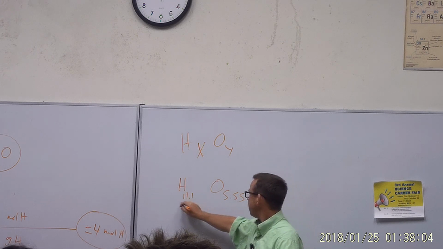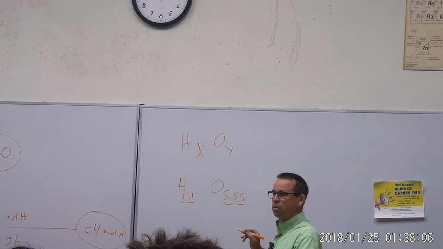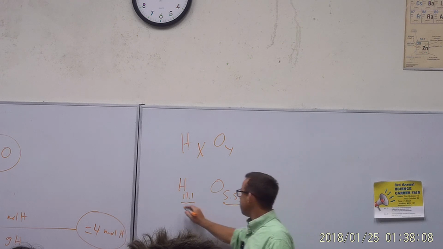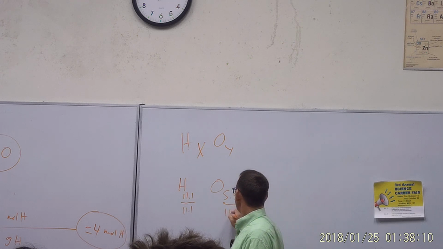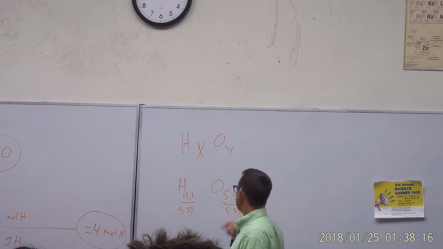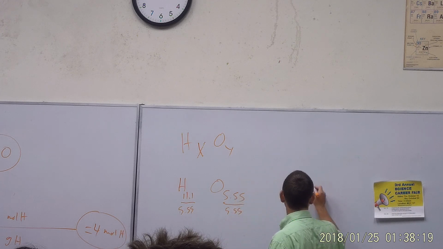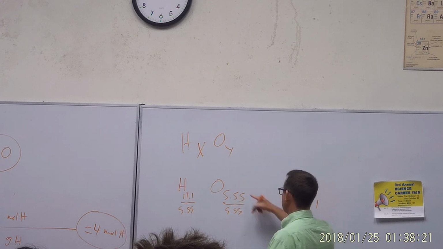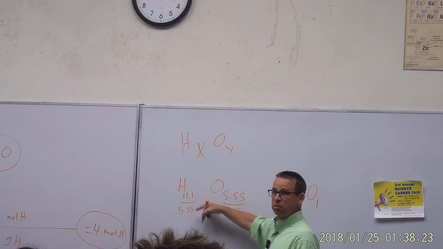I'm supposed to be able to divide all of these by what? 11.1? Oh, no, sorry, 5.55. And that makes it H. This is 1. Does this end up being 2 here?